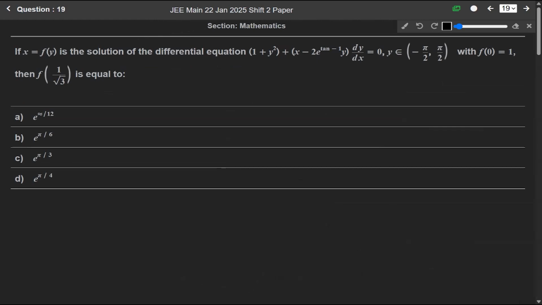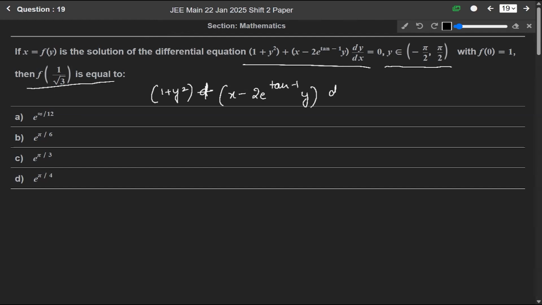Now next question 19. If x equals to f(y) is the solution of the differential equation (1 plus y square) plus (x minus 2e to the power tan inverse y) dy over dx equals to 0, where y belongs to (minus pi by 2, pi by 2), with f(0) equals to 1, then f(1 over root 3) is equal to. Okay, so we are given the equation (1 plus y square) plus (x minus 2e to the power tan inverse y) dy over dx is equal to 0.